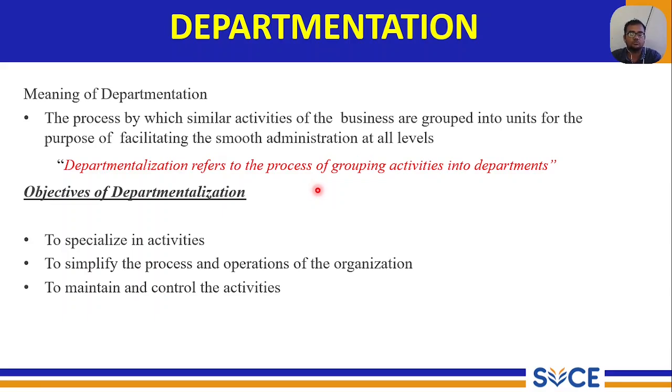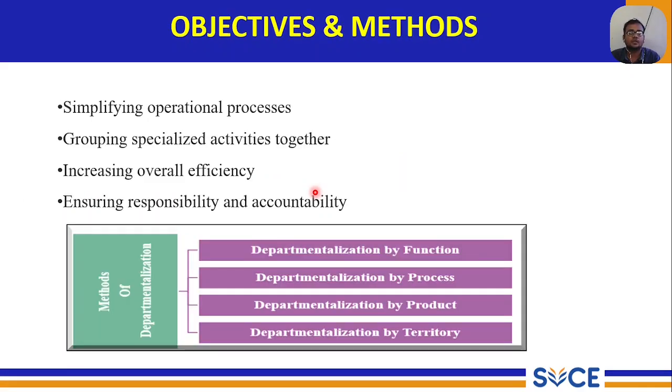Every individual who is specialized in those activities will take care of those responsibilities, and there will be a single person who will have control over the maintenance and activities. These are the basic departmentalization categories: by function, process, product, and territory. We'll see them one by one in detail.